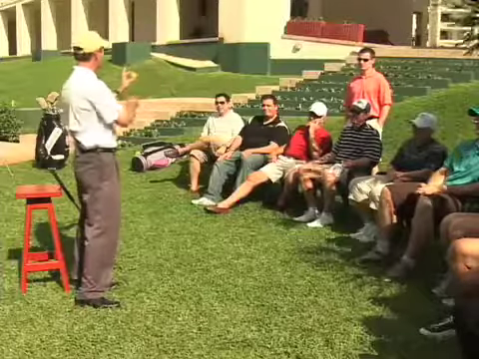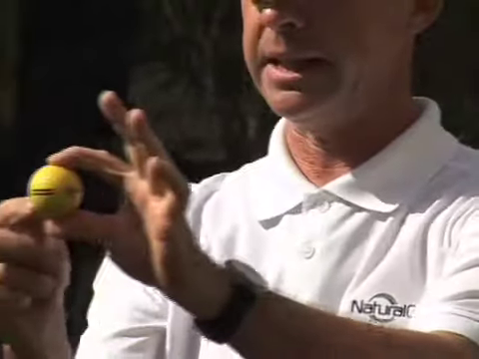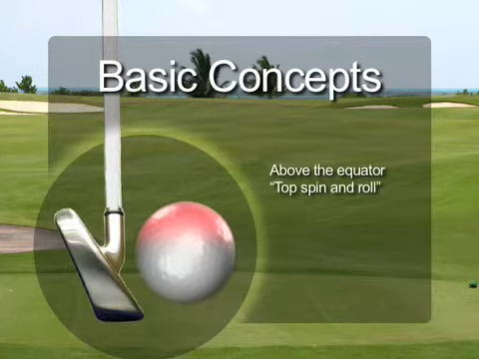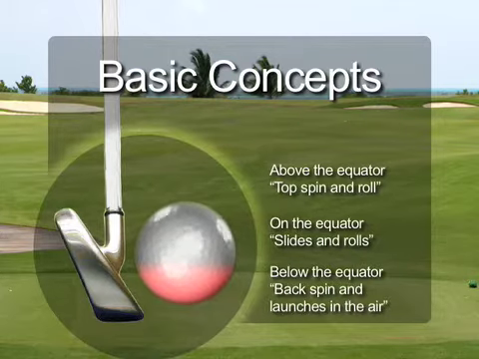We know golf balls are round, and because they're round there's an equator, so that black line designates that equator. If a golf ball is struck above the equator, it instantly gets what we call topspin and it rolls. If the golf ball is struck on the equator, it would actually slide along the ground for a short period and then begin to roll because of friction. If you strike a golf ball under the equator, then the golf ball is given backspin. Backspin is what launches a golf ball up in the air and keeps it in the air. So in order to hit a golf ball in the air, it has to be struck below the equator.